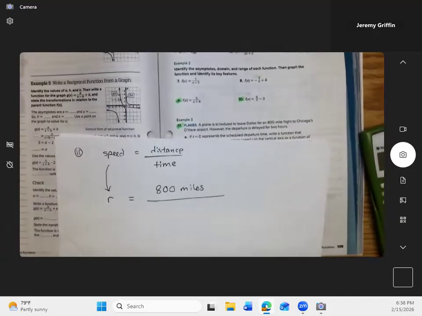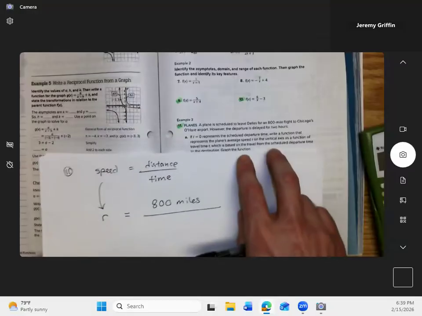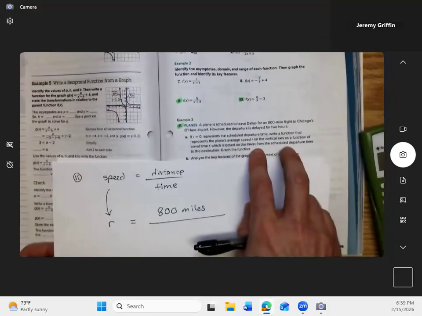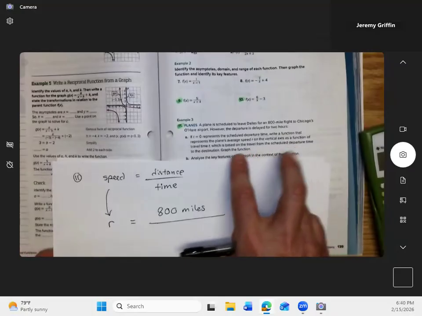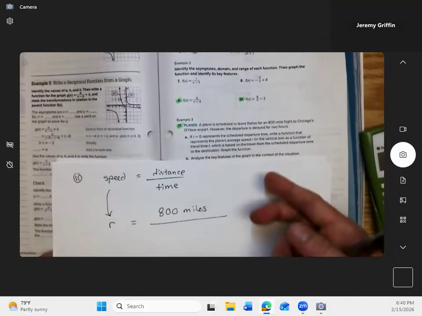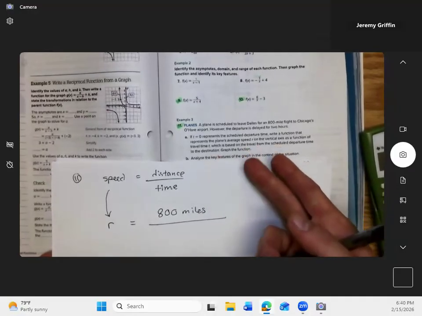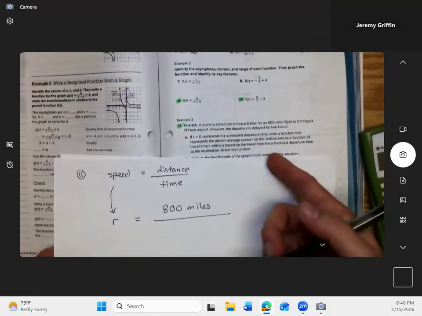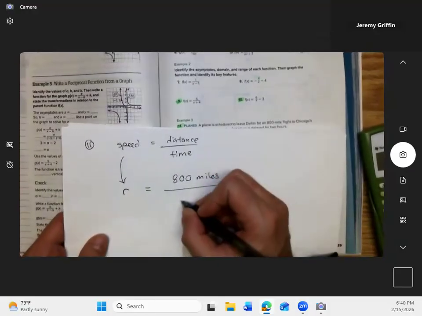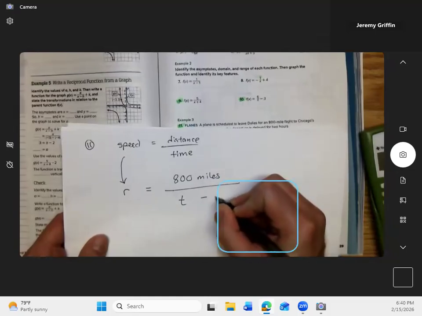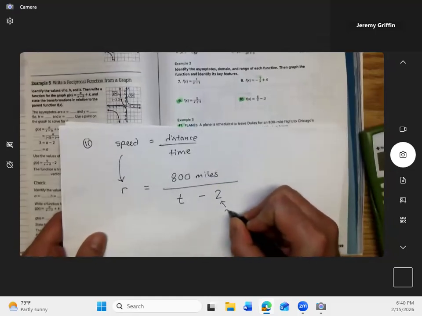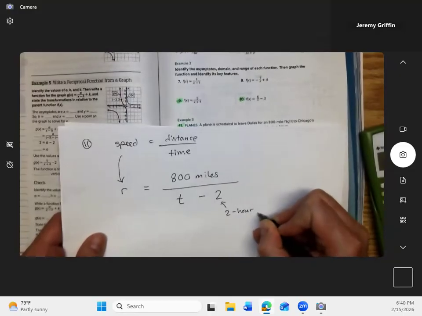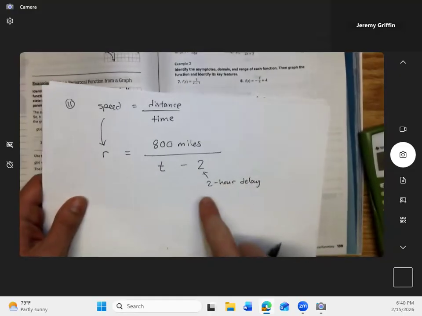Okay, so here's where I think you have to apply some interpretation. It says T is based on the travel from the scheduled departure time to the destination. The way I'm going to interpret this is what's the average speed after the plane has taken off, but we're doing times relative to the departure time. And we lost 2 hours. So here I'm going to interpret it this way. Say T minus 2, and this 2 represents the 2 hour delay.